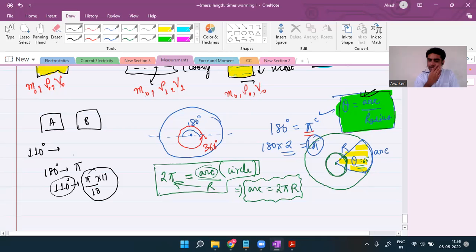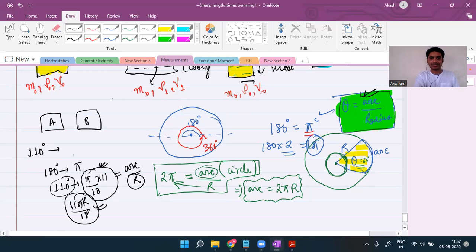Written? Yeah, done. So pi into 11 by 18 is theta, that is arc by r, simple. So r you send it here, so that 11 pi r by 18. That's what you were telling. 11 by 36 multiplied by 2 pi r. Yes, I've told 2 pi r into 11 by 36. That is also correct. You got it now? Yeah, clear.